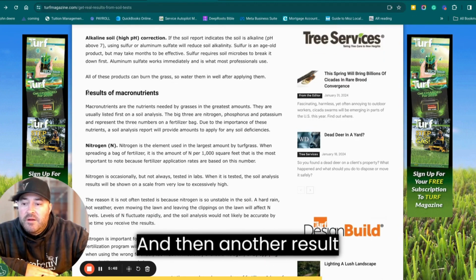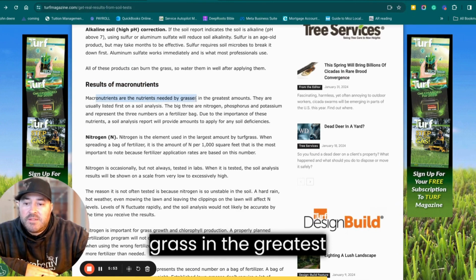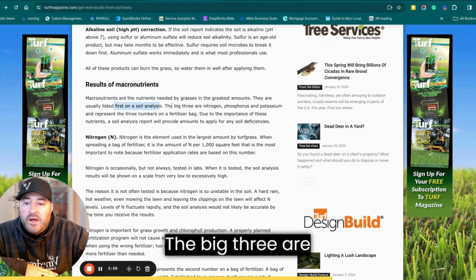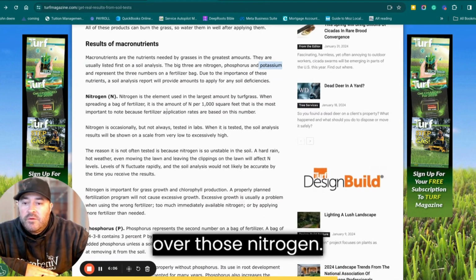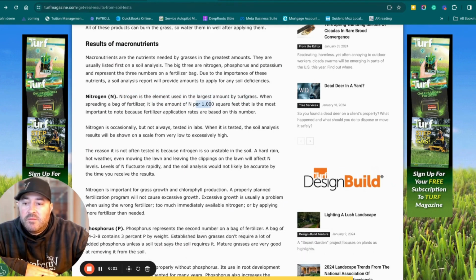And then another result is the macronutrients. Macronutrients are the nutrients needed by grass in the greatest amounts. They're usually listed first in a soil analysis. The big three are nitrogen, phosphorus, and potassium. So we're going to go over those. Nitrogen. Nitrogen is the element used in the largest amount by turf grass. When spread in bag fertilizer, it is the amount of N per 1,000 square feet. That is the most important to note because fertilizer applications are based on this number.